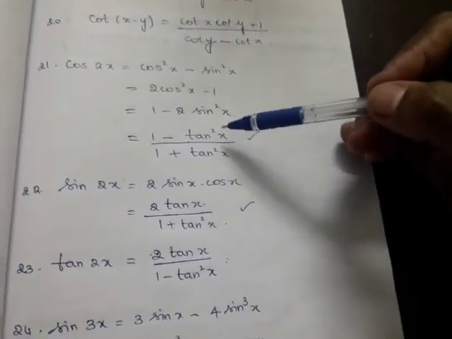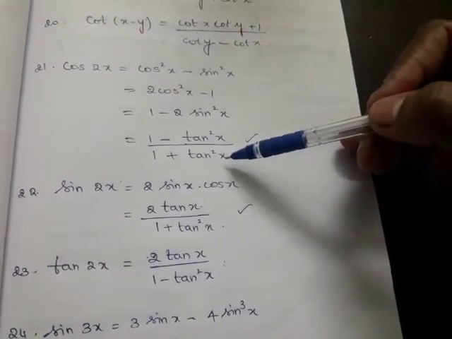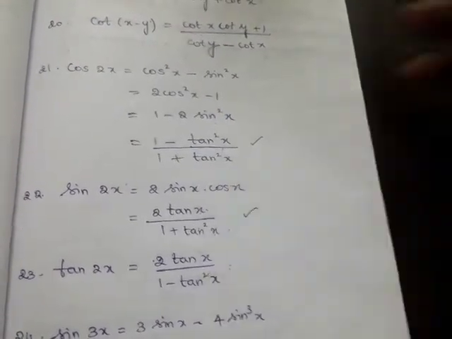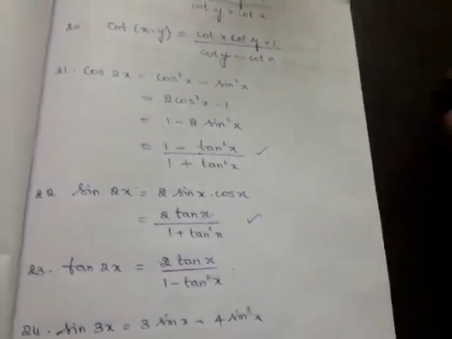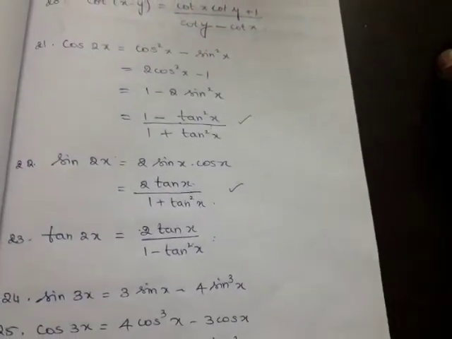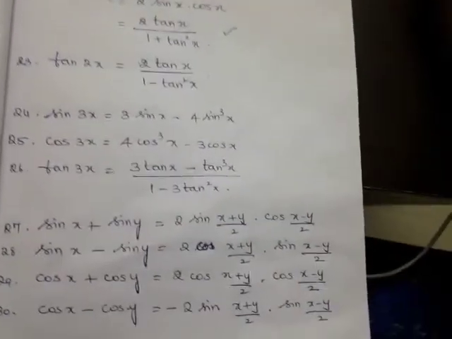Cos 2x is (1 minus tan square x) divided by (1 plus tan square x). So the denominator will get cancelled, and we get 2 tan x divided by 1 minus tan square x. So that is tan 2x. If you remember these two, you can write the formula for tan 2x, right?